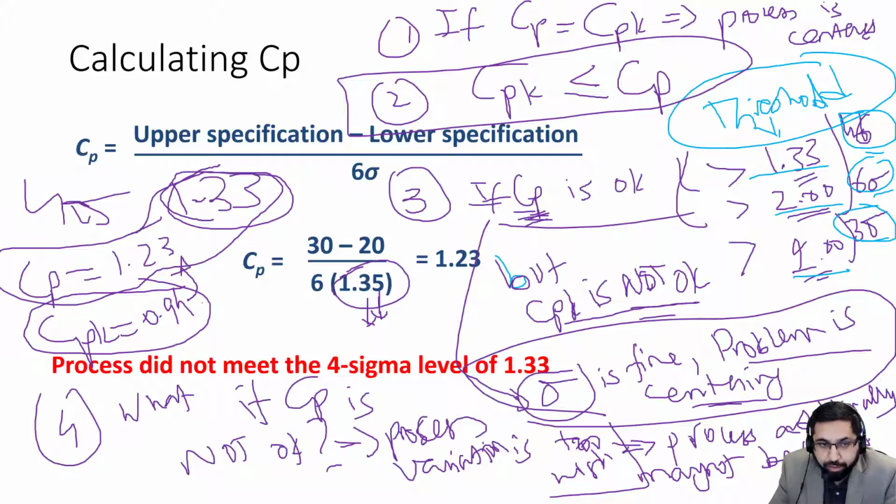Okay. If the CPK here was also 1.23, the exact same value as CP, then the only problem was variation reduction, because we want to be at 1.33, so we reduce the variation of the process. Centering is not a problem in that case. So by comparing CP and CPK values, you can figure out whether centering is a problem or not, whether process variation is too high or not. And then you can address those in your process improvement efforts.